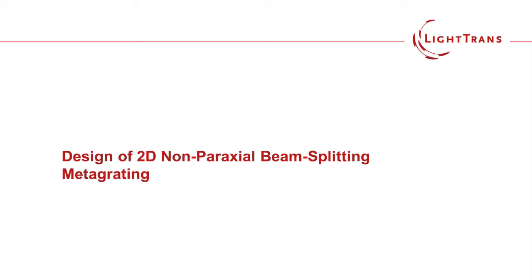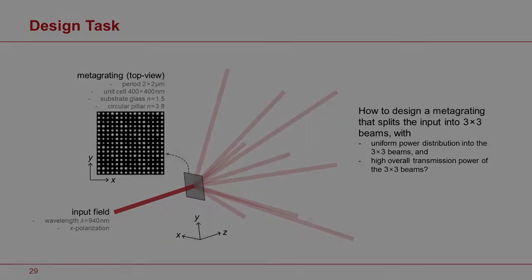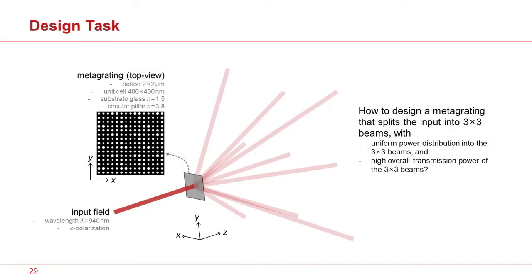In the second and last example of the day, we're going to follow a similar sequence of steps, but with some variations which I think are going to be of interest. And this time we want to create a 3x3 beam splitting metagrating. And this means that this time the periodicity is going to be 2D. So before, in the previous example, we had a 1D periodic metagrating. Here, the arrangement is going to vary in 2D, and it's going to be replicated periodically in 2D as well.